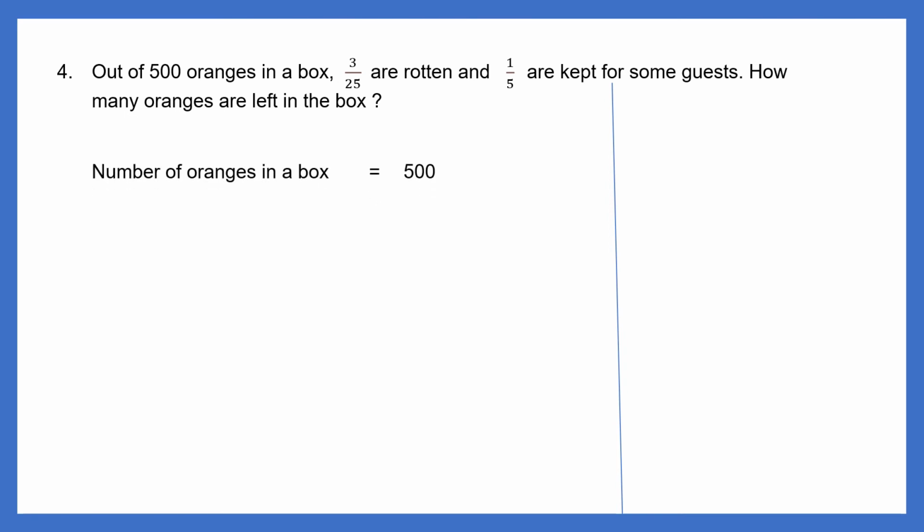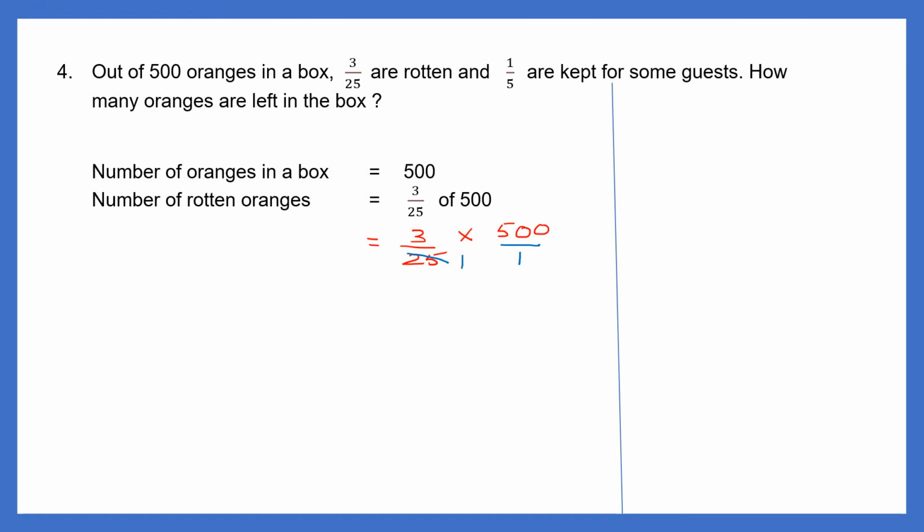So total number of oranges in the box is 500. Number of oranges that are rotten are 3 by 25 of 500. So let's find out how many oranges are rotten. 3 by 25 of means multiplication, 500. You can give it a denominator 1. Is there something we can cancel? Yes, I can cancel 25 and 500.